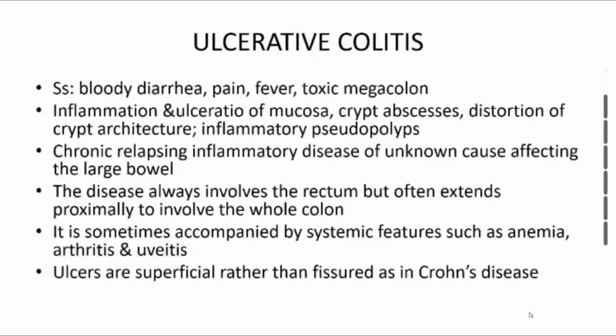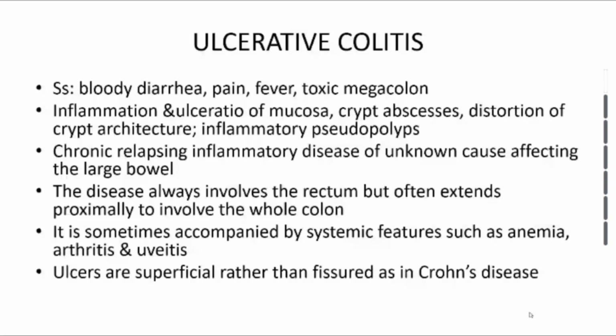And sometimes it is accompanied by systemic features such as anemia. Yeah, because sometimes you have bleeding, bloody diarrhea, for example. So if you lose blood, you're likely to develop anemia. You are likely also to have arthritis, that is inflammation of the joints. Then uveitis, that is inflammation of the uvea, that is within the eye.